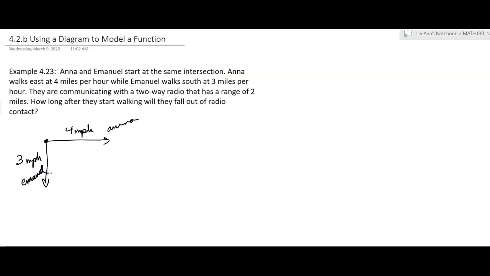They are communicating with a two-way radio that has a range of 2 miles. Okay, and then the question is, how long after they start walking will they fall out of radio contact?